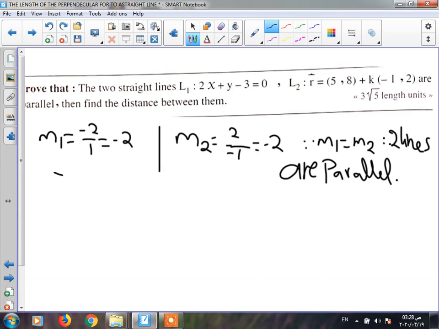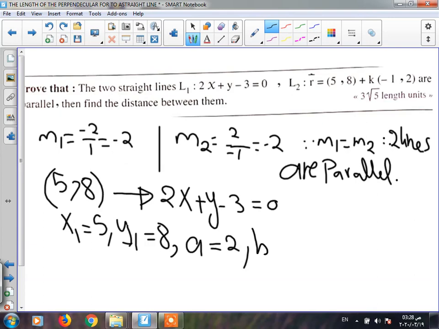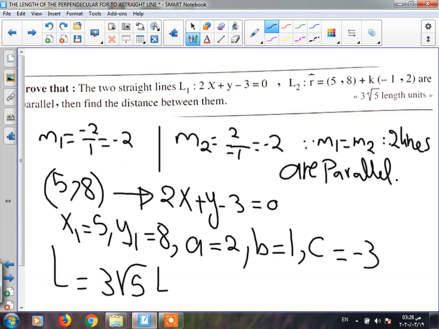That means we have a point (5, 8) which belongs to the second straight line, and the equation of the first straight line is 2x + y - 3 = 0. You can say that here x1 equals 5 and y1 equals 8, and A equals 2 and B equals 1 and C equals -3. And then we can find L. If we have all the given, then we can find L as 3√5 length units.